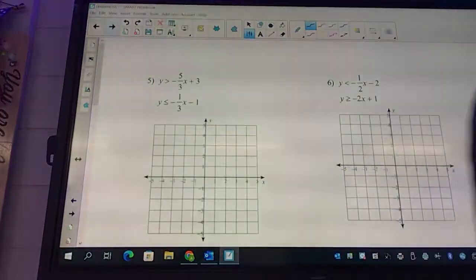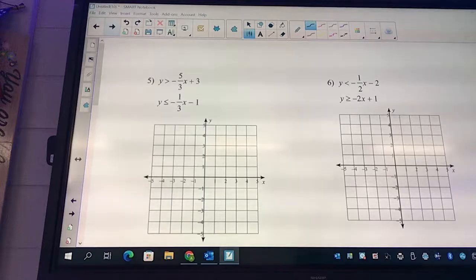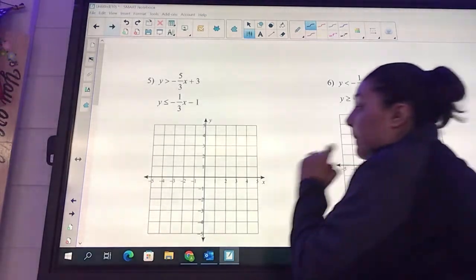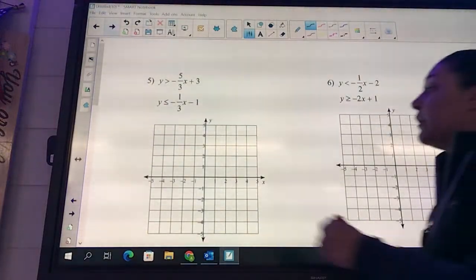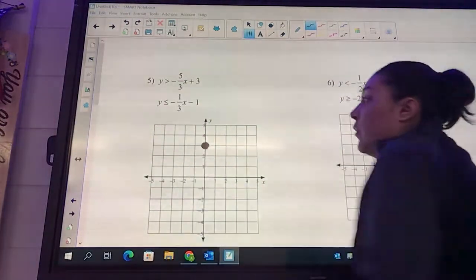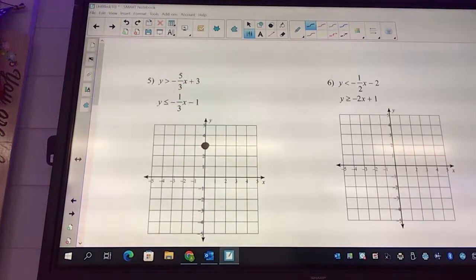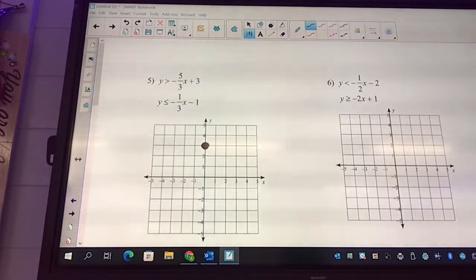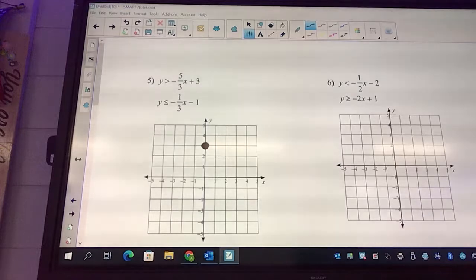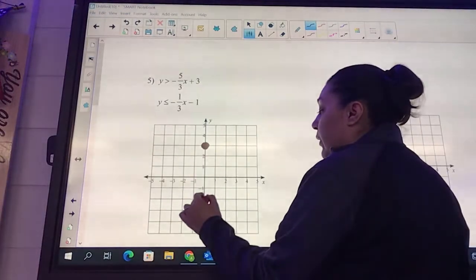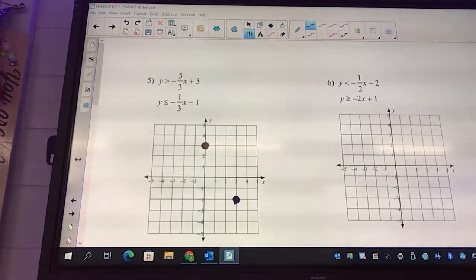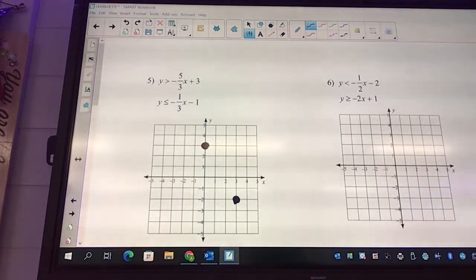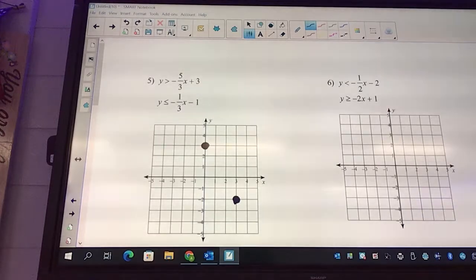Okay, look at number 5. Where does it start? Positive 3. What is our slope? Negative 5 over 3. Okay, we cannot go up 5, so we're going to have to go down 5. 1, 2, 3, 4, 5 over 3. Should that be a solid or dotted line? Should be a dotted line.